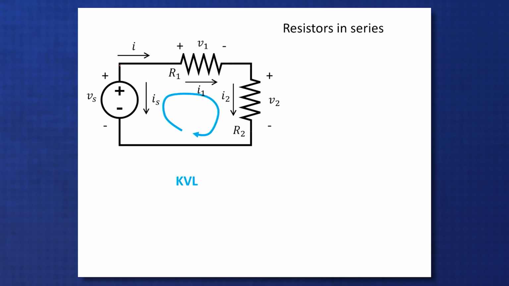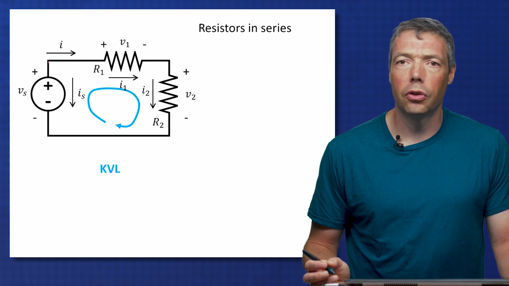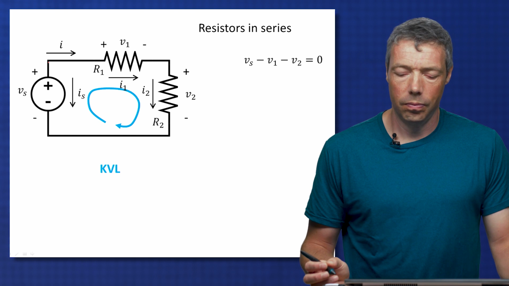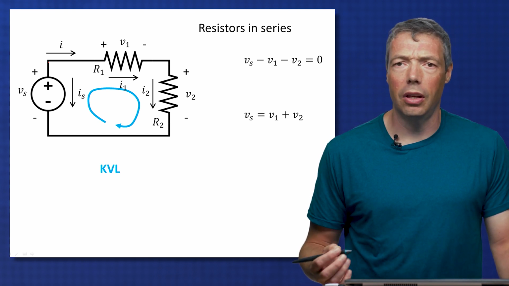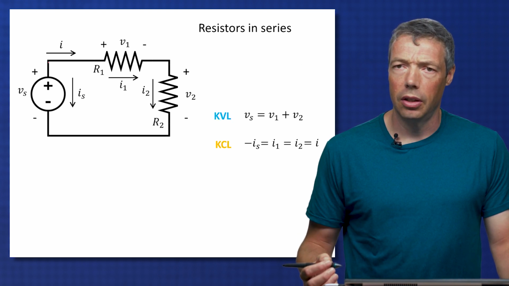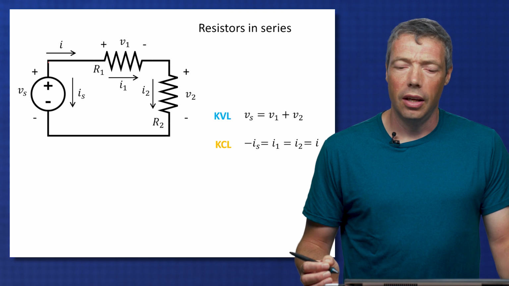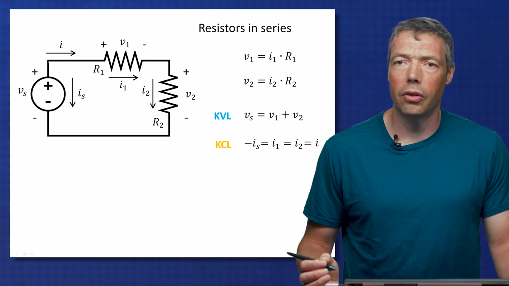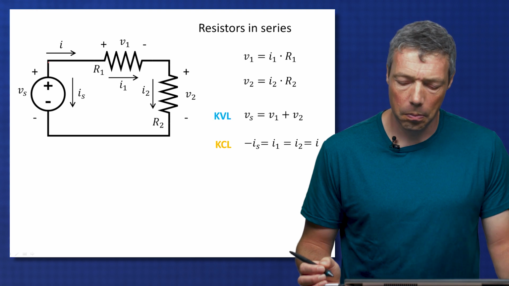Next, I can do KVL. There's only one loop, so I just do KVL around this loop. All the voltages up minus all the voltages down is equal to 0. I can rewrite this equation, and so I have now one equation resulting from KVL. If I summarize this, this is what I get from KVL and KCL. And then finally, I can write the equations for each one of the components, each one of the resistors. I write Ohm's law, so that relates I1 and I2 to V1 and V2.